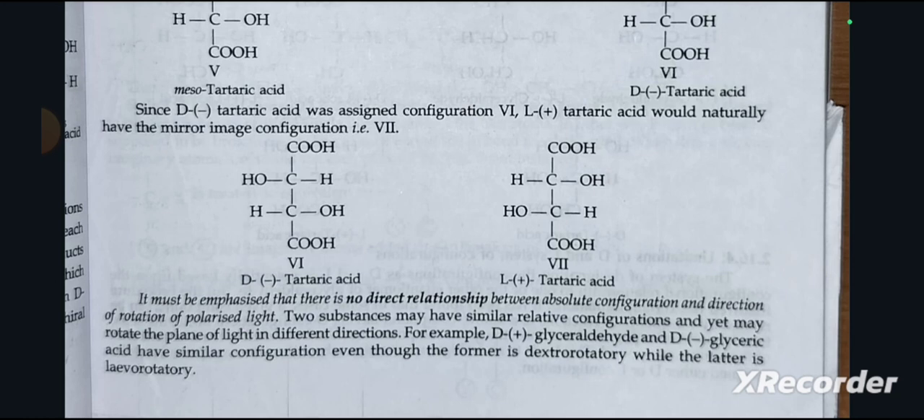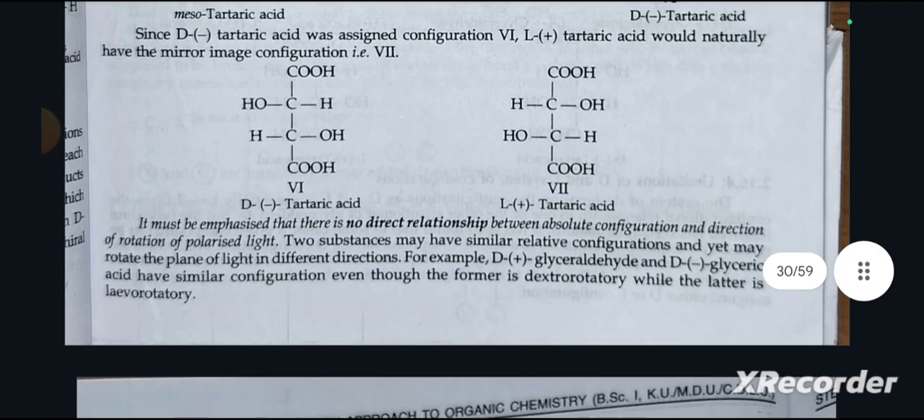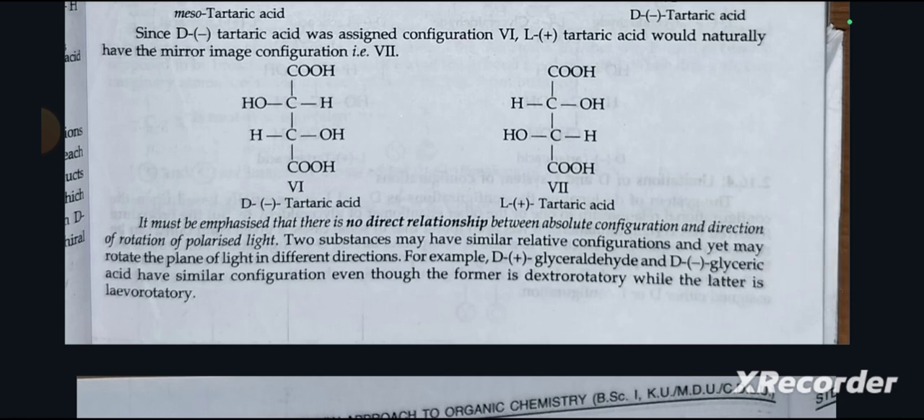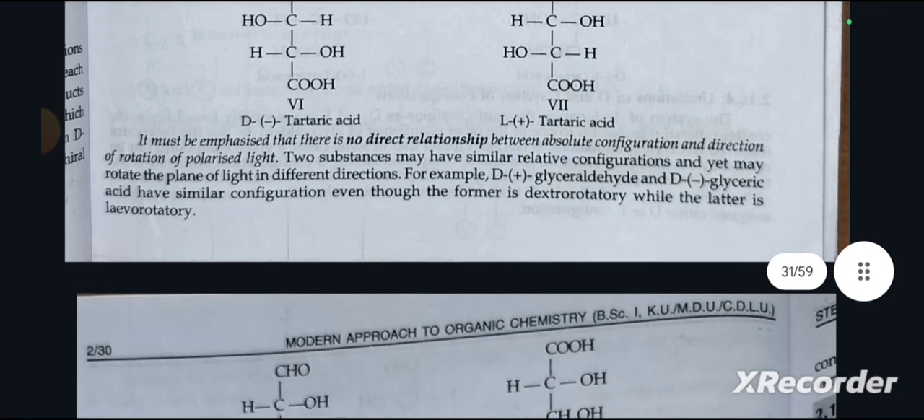Since D(-)-tartaric acid was assigned this configuration, L(+)-tartaric acid would naturally have the mirror image configuration, that is, seventh: COOH, CHOH, CHOH, COOH. Sixth, D(-)-tartaric acid: COOH, CHOH, CHOH, COOH. Seventh, L(+)-tartaric acid.